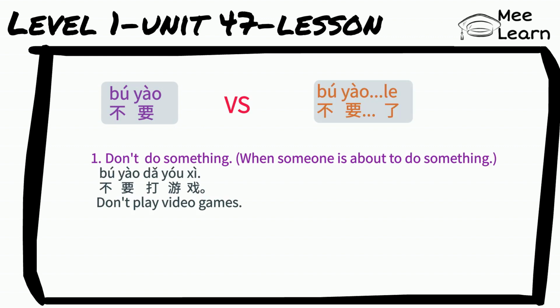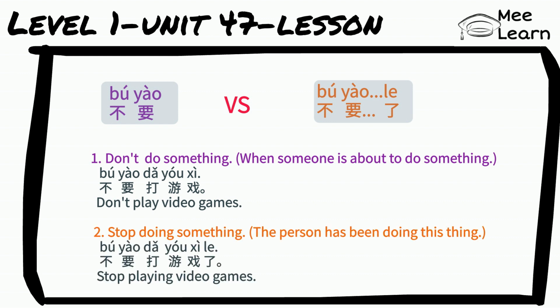When you use 不要 to make a suggestion or a command that don't do something, this person is about to do something or this person just started doing something. For example, 不要打游戏 Don't play video games. But when you use 不要了, that person has been doing this thing for a while. For example, 不要打游戏了 Stop playing video games.